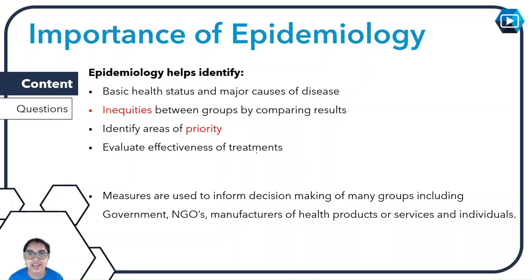NGOs are obviously working to implement programs, especially in certain communities that require them more than others. And of course, manufacturers of health products or services would be using this data to consider what products need to be made, and that comes in from a business point of view.